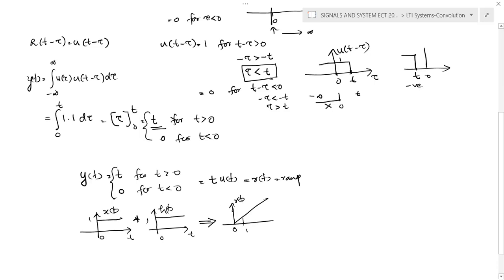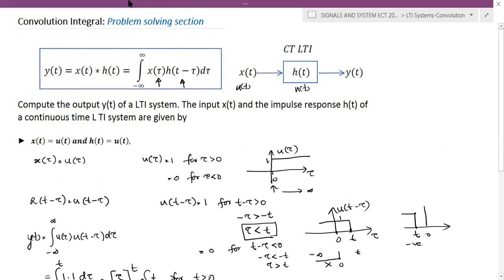Ramp means if t is equal to 1, the output is equal to 1. For t equal to 2, the signal magnitude is 2. This is the ramp signal. Okay. The graphical way also we can evaluate. So you need to consider the two cases, t greater than 0 and t less than 0. Okay, thank you.